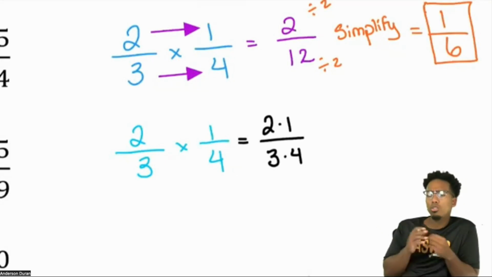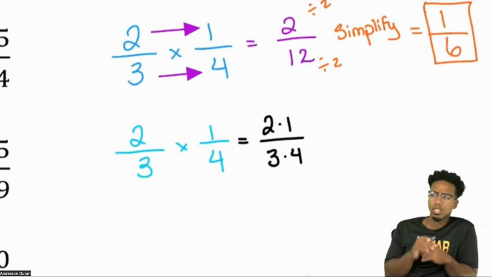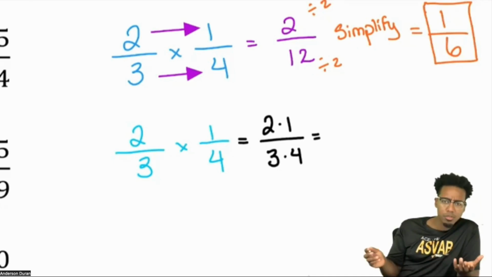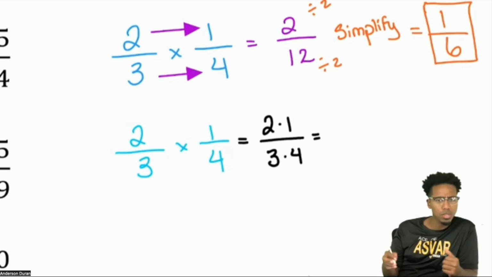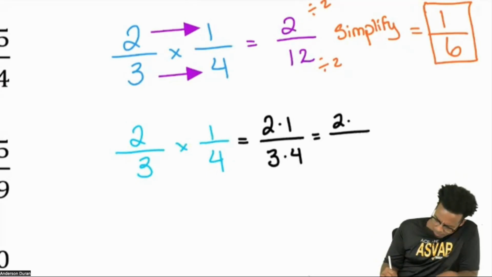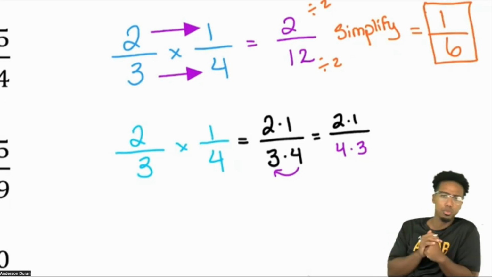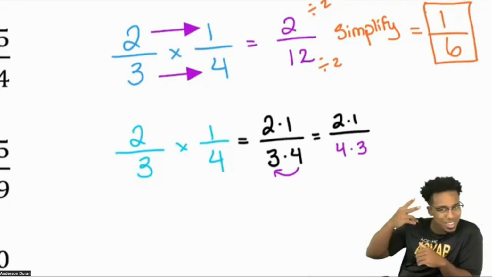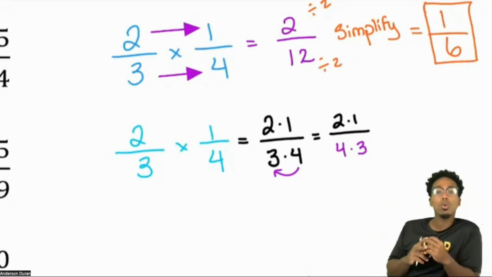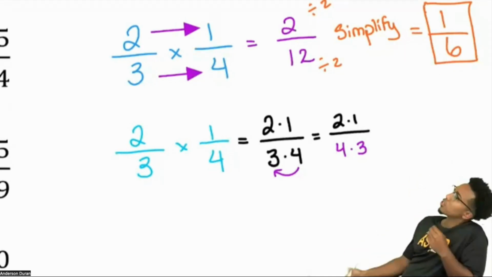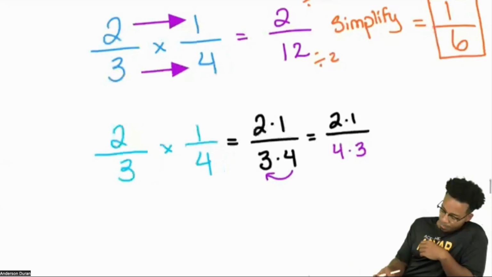Everybody, is it also true that 3 times 4 is the same as 4 times 3? Is it true that I could rewrite this as not 3 times 4, but 4 times 3? Is it true that I could write it that way? I'm just setting y'all up real quick. Yes, watch this. So we have this 2/1 times 4/3.